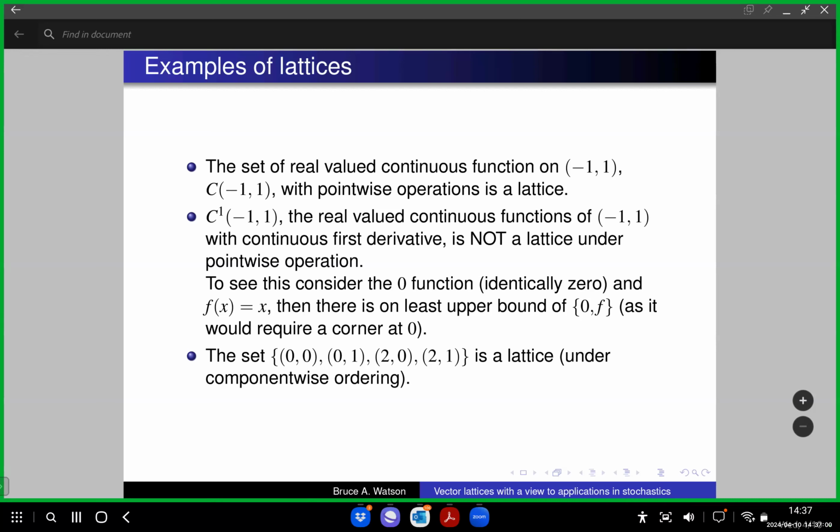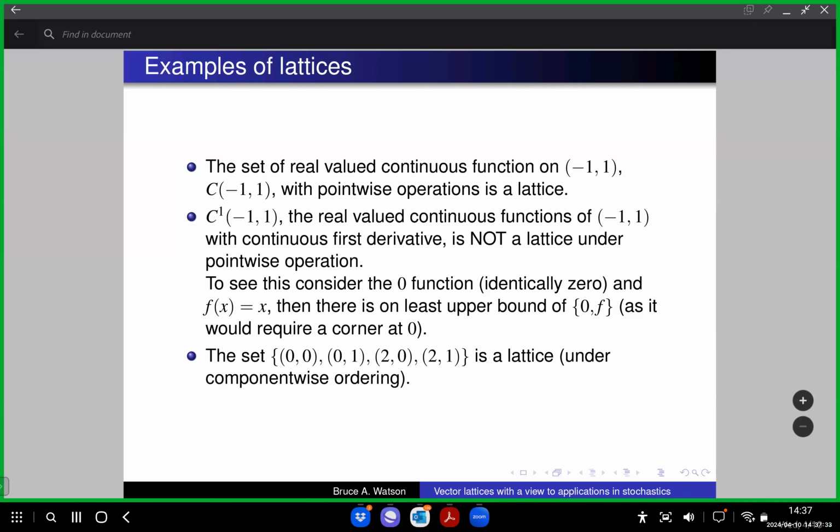The same can't be said for the C1 functions on the interval [-1, 1]. Those are the functions which are continuous and have continuous first derivatives on [-1, 1]. This is not a lattice under pointwise operations. And this can easily be seen by taking the identically zero function, which is certainly C1 on the interval [-1, 1], and the function f(x) = x.